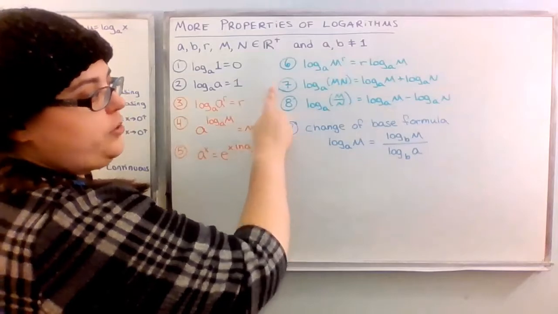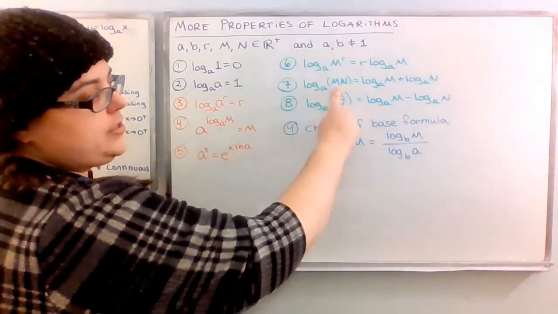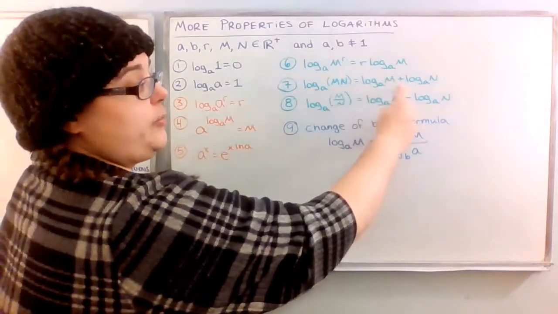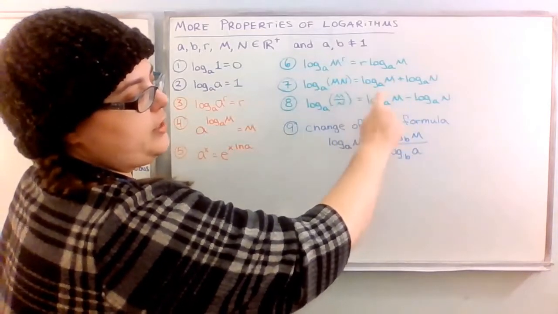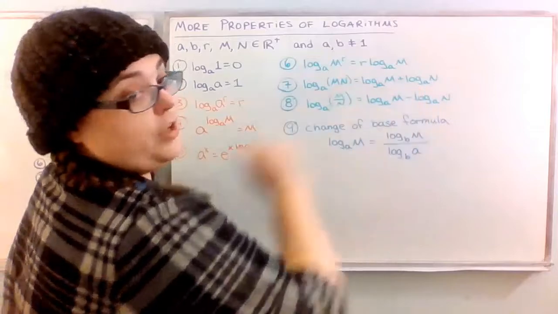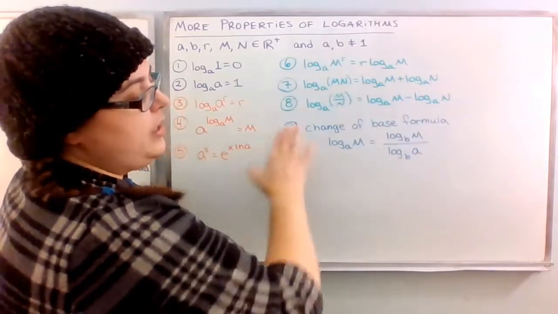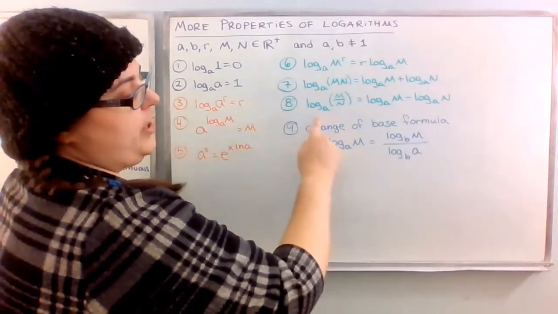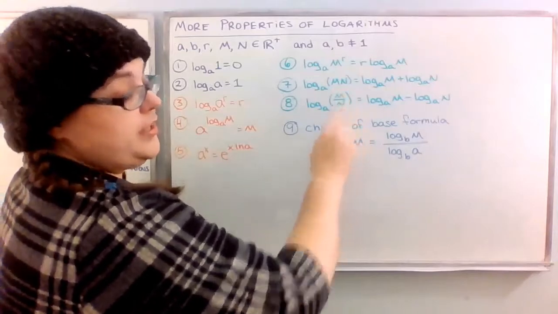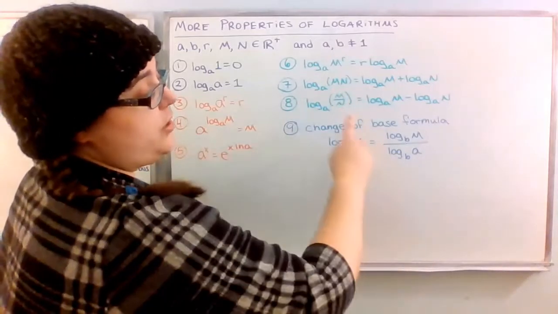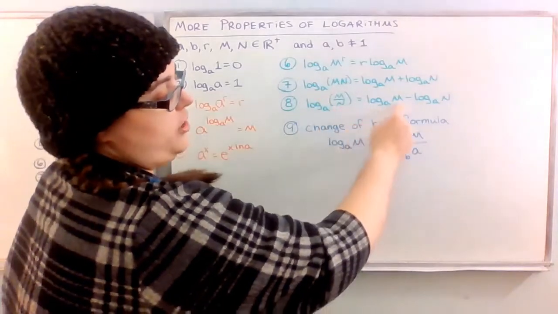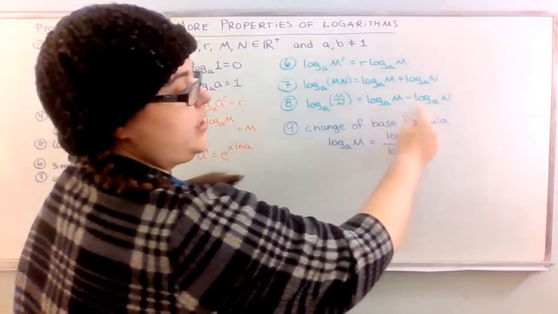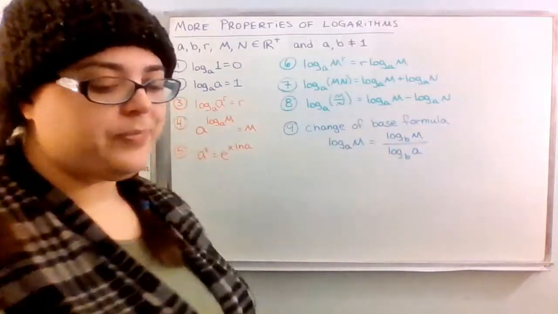For number 7, the logarithm of a product can be written as the sum of 2 logarithms. So if you're multiplying inside the logarithm, then you can add those 2 logarithms separately. And then this third one says if you have the log of a quotient, then you can subtract them. So if I have log base a of m over n, that's the same as log base a of m minus log base a of n.